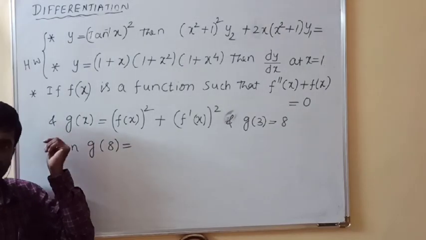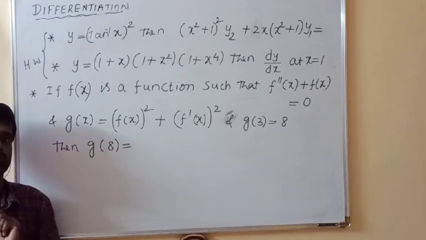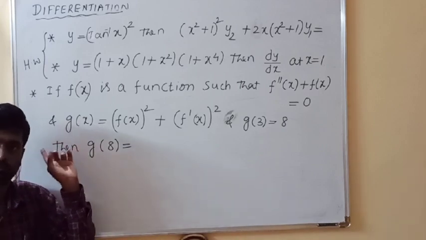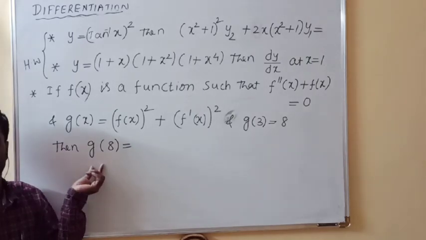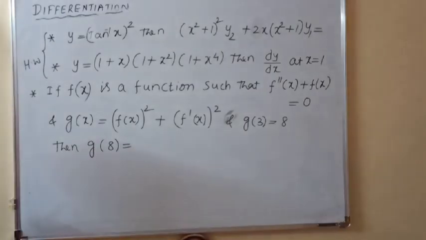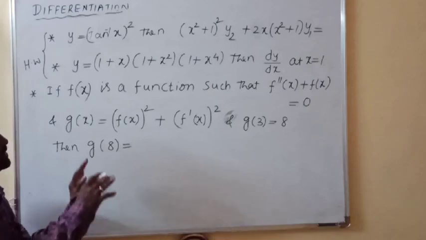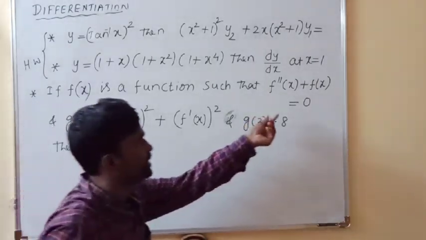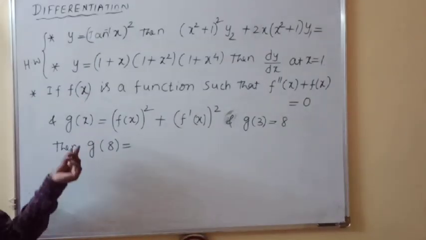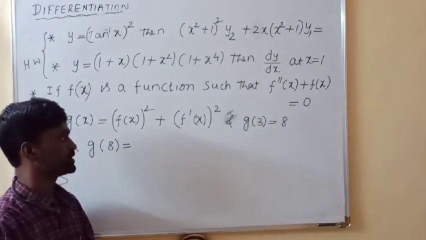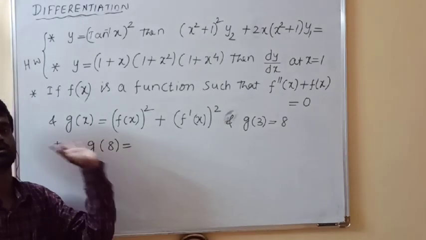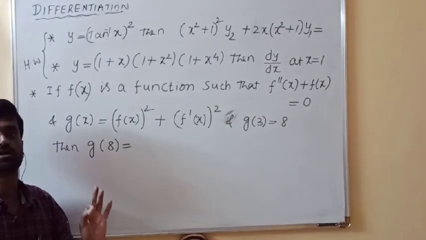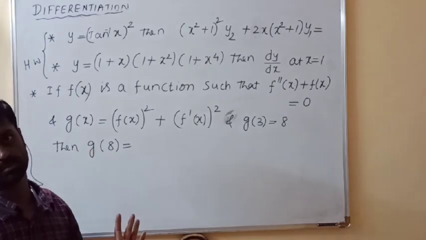Now look at this problem. Actually it is a previous old JEE problem. This problem was asked in mains as well as advanced also. But it is a KCET problem 2013. So how to do this problem? For this kind of problem, if the condition is f double dash x plus f of x is equal to 0, and g of x is f of x whole square plus f dash x whole square, then compulsorily the g function should be a constant function.